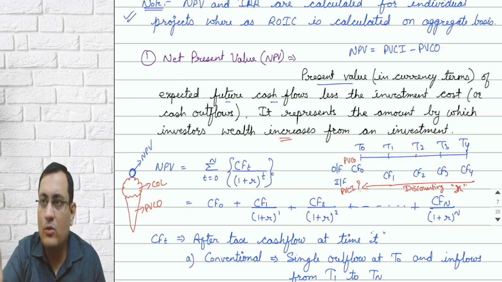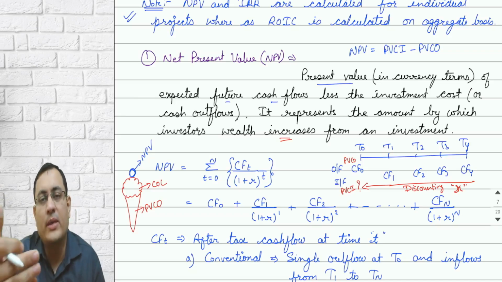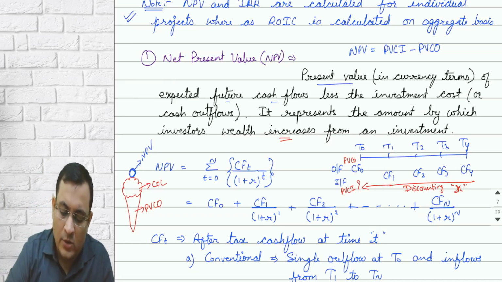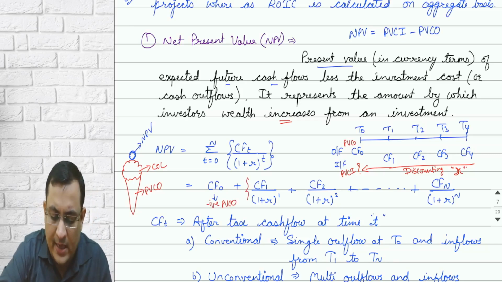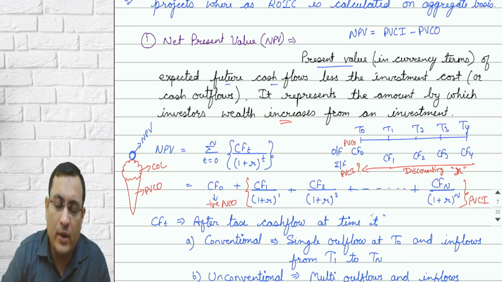So what you have to do is add up PVCI with your CF0, which is a negative number. You may say you are subtracting, actually PVCI minus PVCO. This is already a negative number, and this is representing your PVCO itself. And these are your PVCI. So PVCI got adjusted with PVCO, and you are getting the NPV.